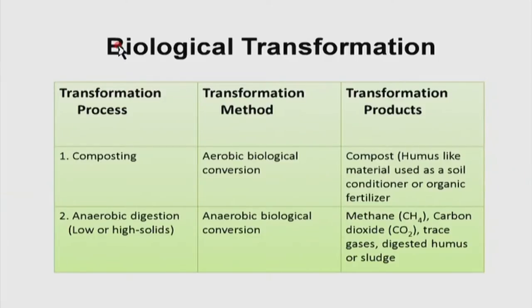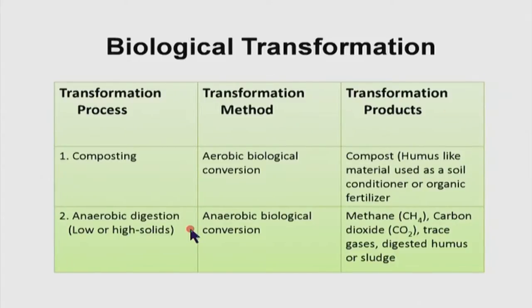And the second one is anaerobic digestion. It could be at low density. For example, I mix some of my biodegradable MSW composition with water, mix it properly and make it a slurry. Or I can have a high concentration solid, where the amount of water I add is a little bit less. That process is called anaerobic digestion. In fact, what we call it is basically biogas generation.